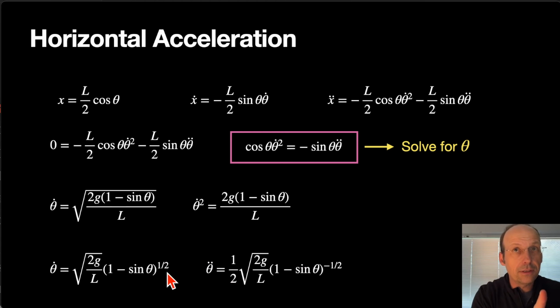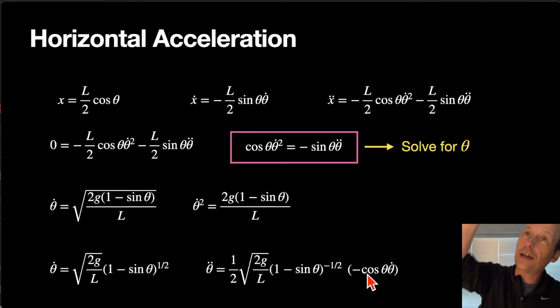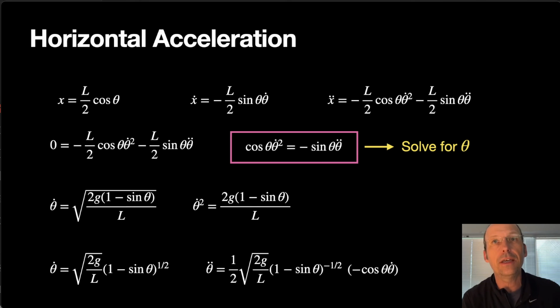And then don't stop, right? You've got to take the derivative of the inside stuff too. The derivative of negative sine theta is negative cosine theta, and you've got to take the derivative of that inside too, and you get theta dot. So that's my theta double dot. So I'm going to put in this for theta dot squared, and I'm going to put in this for theta double dot, and then we can see what happens.